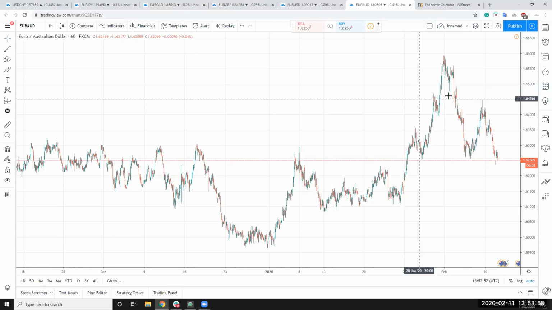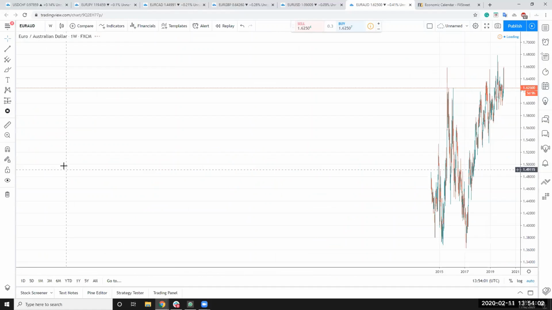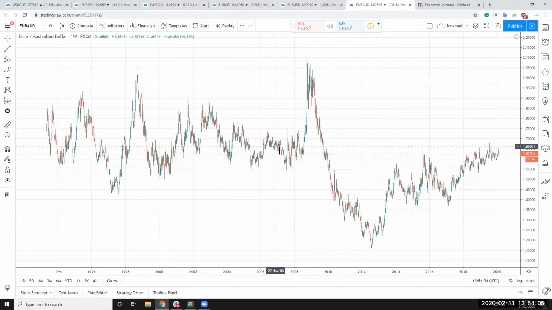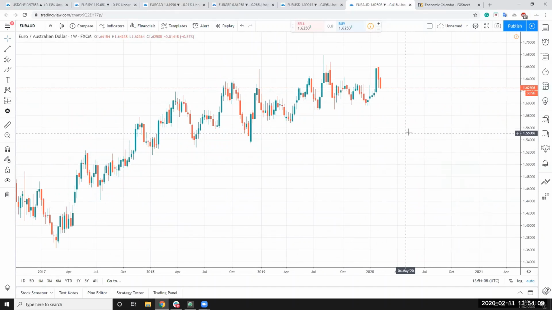We don't have that much. It's not a very fundamental week, so news is a bit quieter this week. So it might give us clearer opportunities.